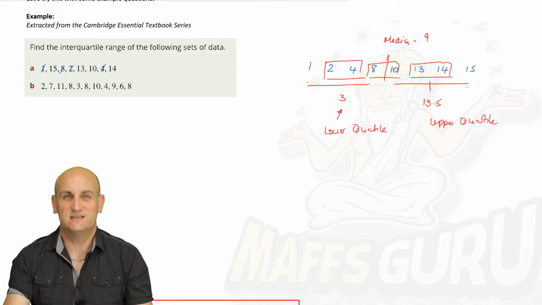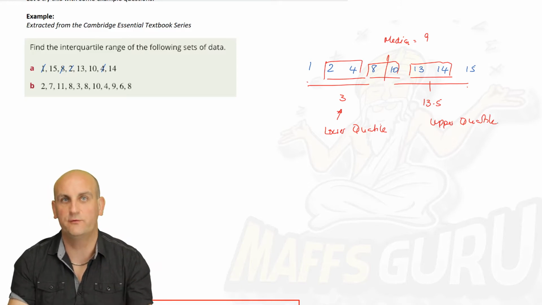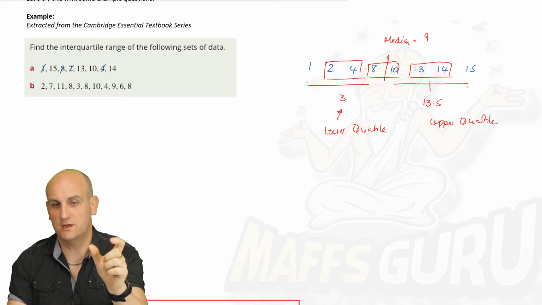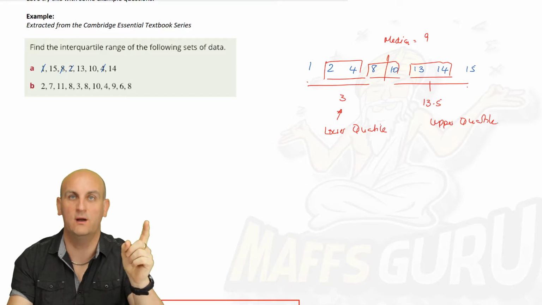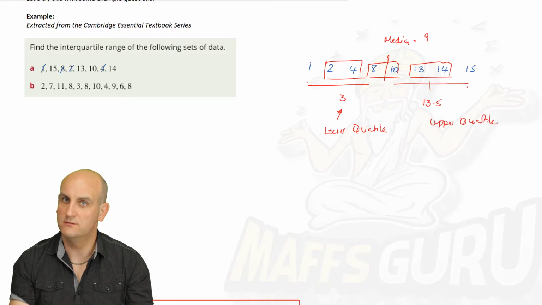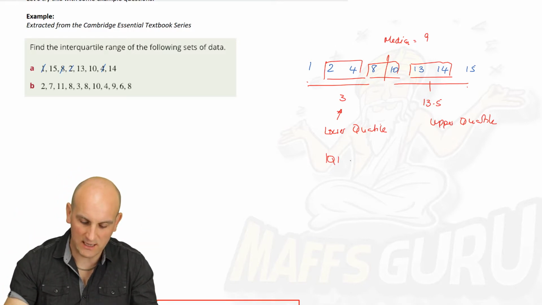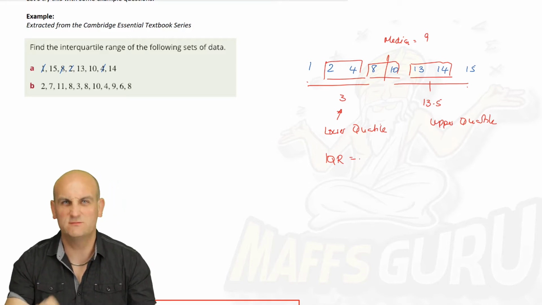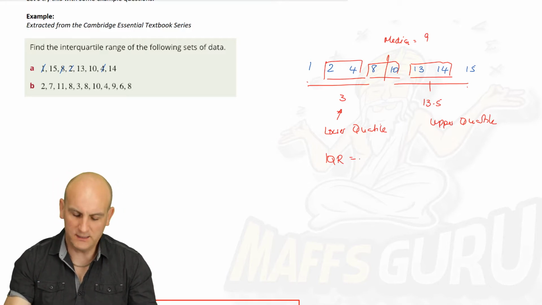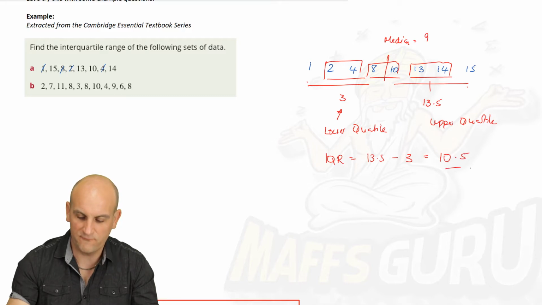How do we find the interquartile range? Now, if you go back to the beginning, I said, do you know the language that helps us with this? Interquartile range. Well, the interquartiles are the lower and the upper quartiles, and it then says range. How do you find the range? The bigger one minus the smaller one. So our interquartile range, our IQR, because we like to abbreviate things, don't we, Barry? IQR is equal to the upper quartile, which is 13.5, subtract the lower quartile, which is 3, which gives us 10.5.